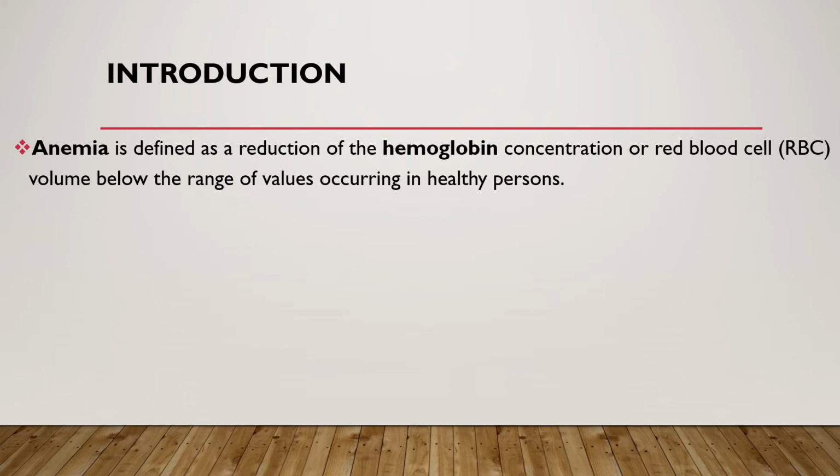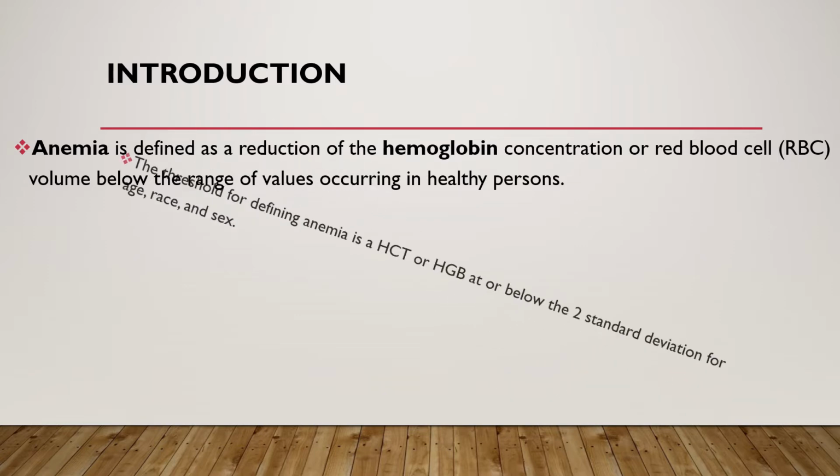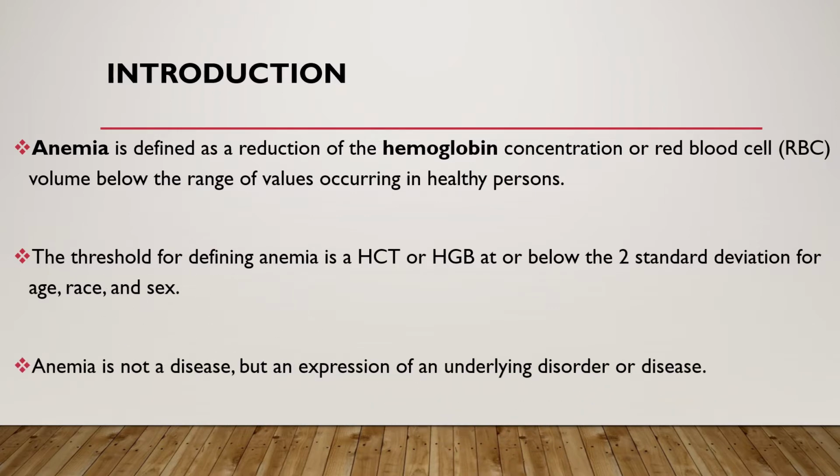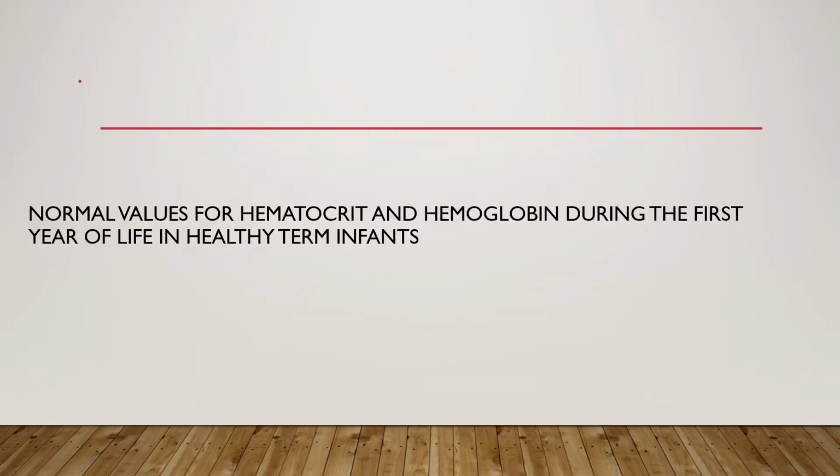Anemia is defined as a reduction of the hemoglobin concentration or red blood cell volume below the range of values occurring in a healthy person. The threshold for defining anemia is hematocrit or hemoglobin at or below 2 standard deviations for the age and the sex for pediatrics. Anemia is not a disease, but an expression of an underlying disorder or disease. So when a child is found to have anemia, we have to search for the underlying disorder.